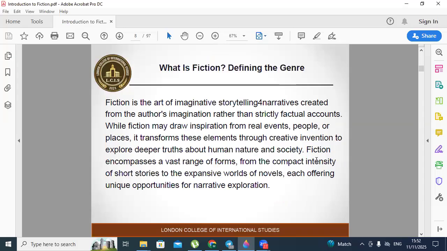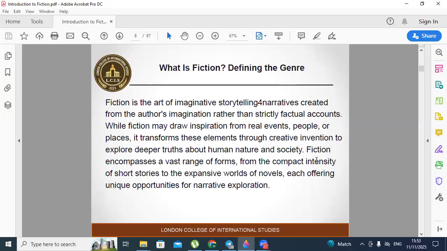That's a fundamental misunderstanding. Fiction may draw inspiration from real events, people, or places, but it transforms these through creative invention to explore deeper truths about human nature and society. A historical novel might feature real events, but fictional characters, or real people in imagined scenarios. The imagination serves truth seeking, not truth avoiding.